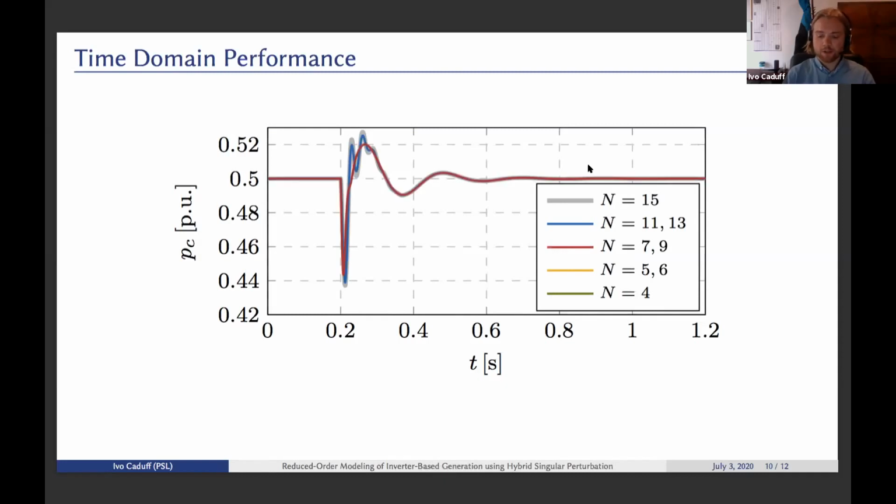Model orders 13 and 11, which is the blue response shown, show almost no loss in model accuracy. The fast oscillations of the response, however, are lost when reducing further to model orders 9 and 7, which is the red response. However, the overall error compared to the full order model is still very small and the overshoot is captured fairly well. This changes when using zero order singular perturbation to reach model orders 6 and 5.